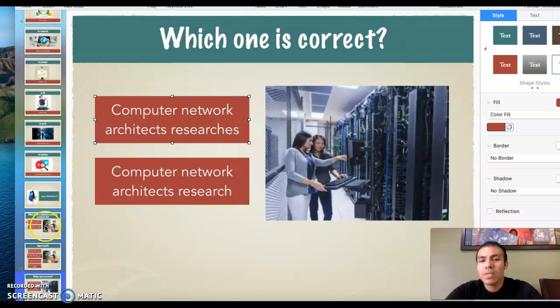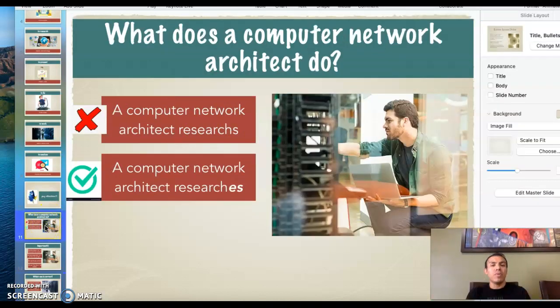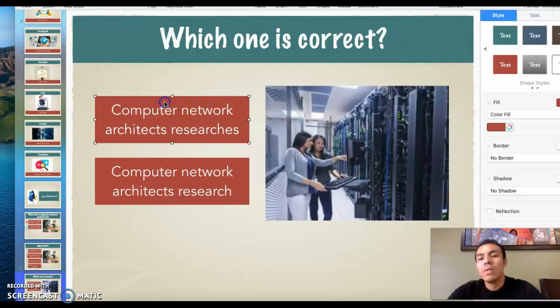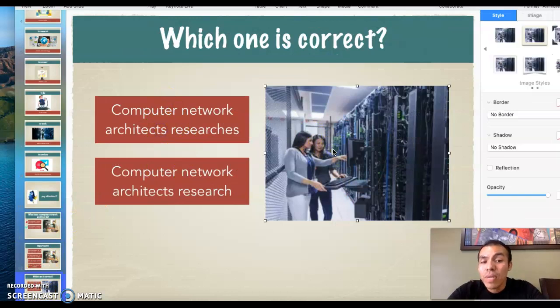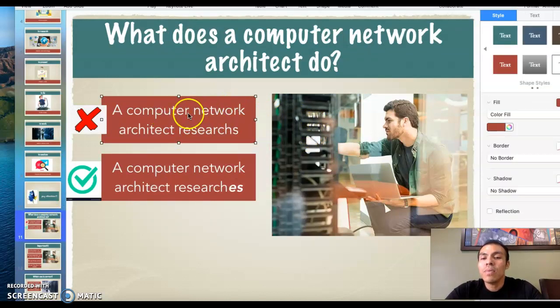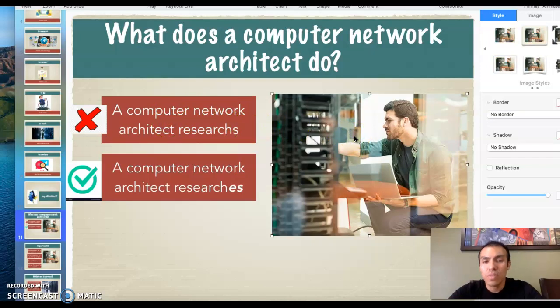Okay? So let's repeat again. A computer network architect, the subject is singular in this case. In this other one, computer network architects is plural. If we pay attention to the picture, we have two people. So that's the reason it's plural. In the example number 1, computer network architect is only 1, as in the picture. So that's the reason. Okay, pay attention to that.